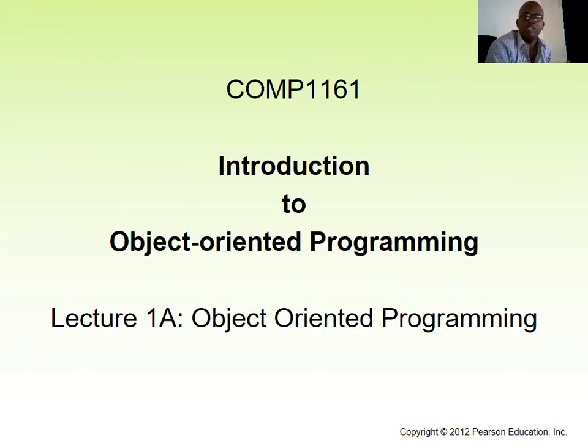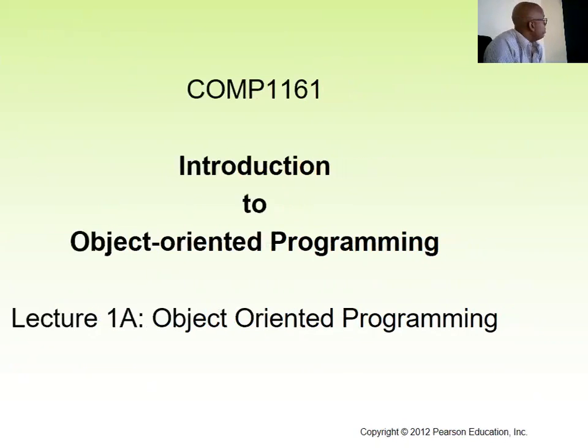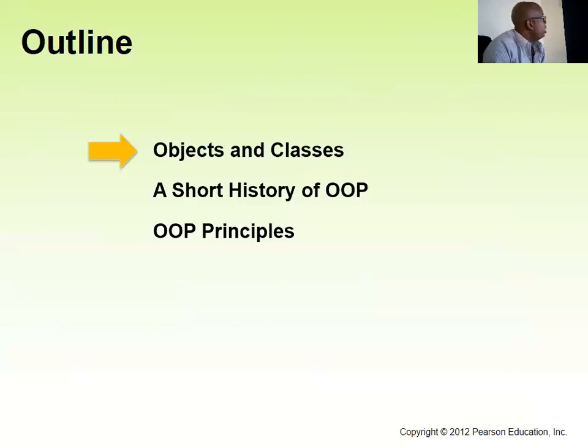So some of it I will just glance over. Don't expect me to go into detail when it's something that is properly explained on the lecture slide, all right? All right, so the first thing we're going to talk about is the concept of an object and a class. Then we're going to move to a short history of object-oriented programming, and then we're going to touch on a few principles of OO, all right?